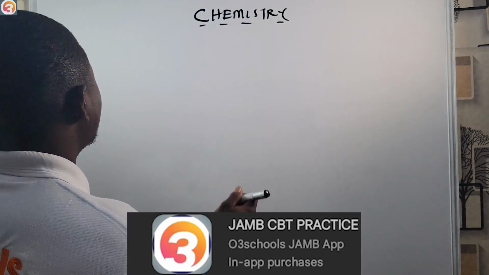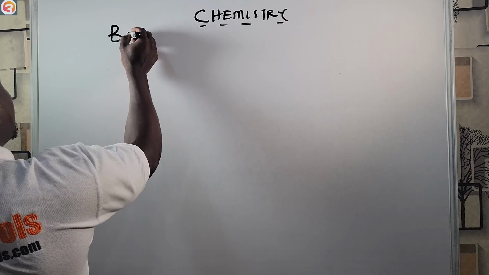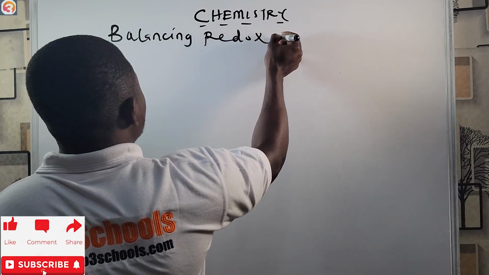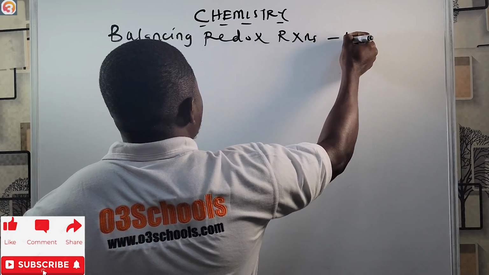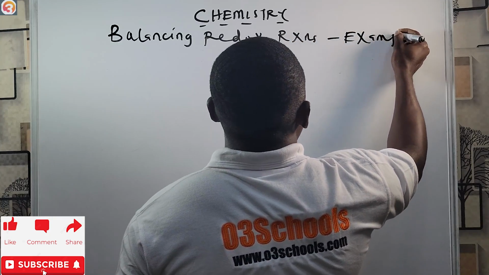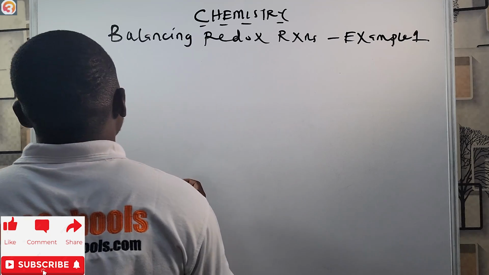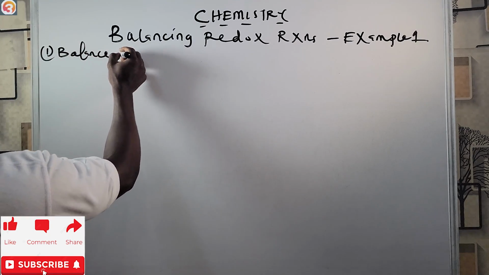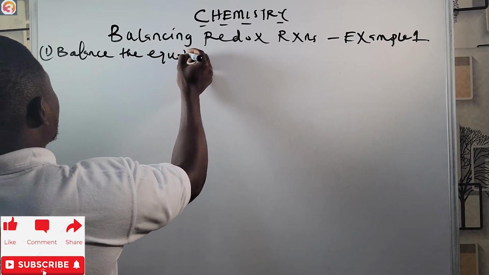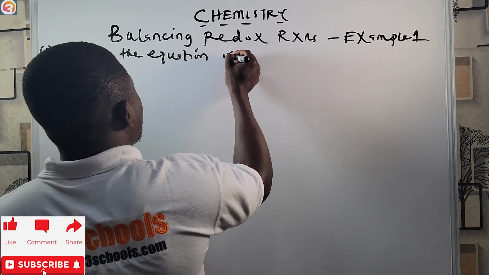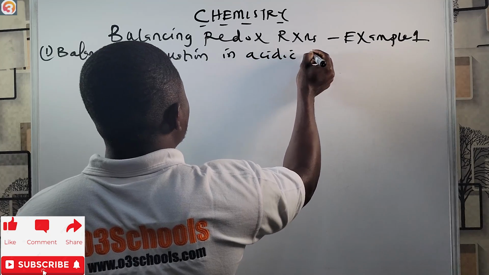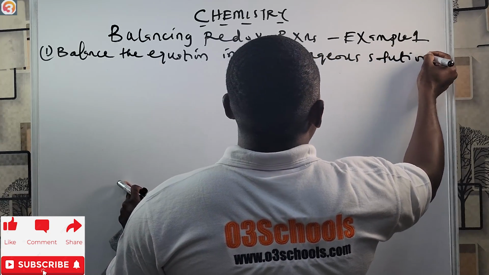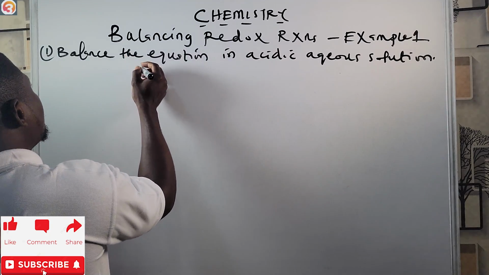Now chemistry. We are talking about balancing redox reactions. This will be example 1. Balance the equation in acidic aqueous solution.